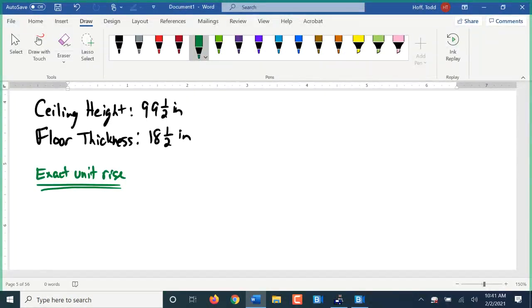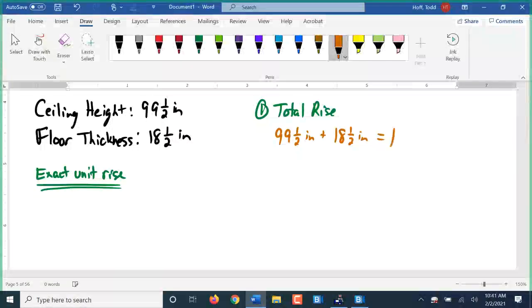Okay, so it's been a little over 2 minutes. Let's take a look and see how you did on this. We're going to find the total rise. It will be 99.5 inches plus 18.5 inches, which is 118 inches.